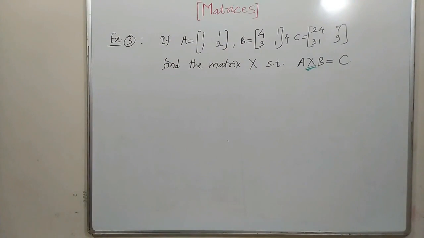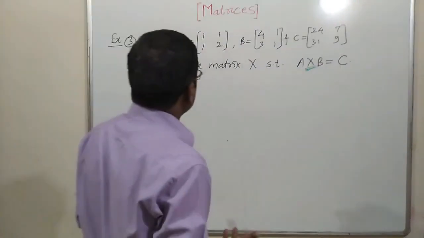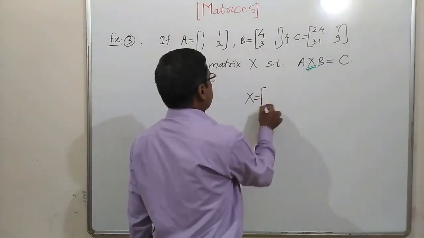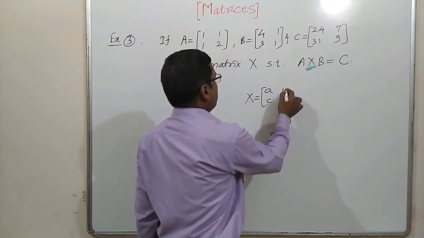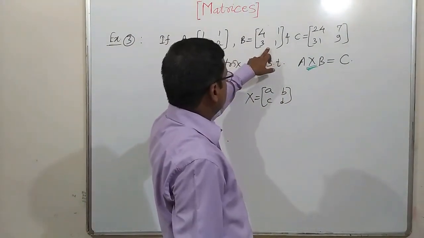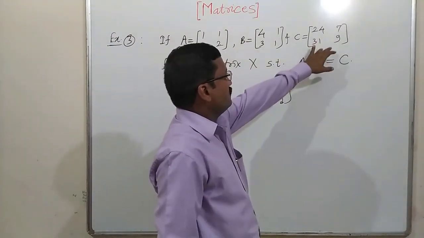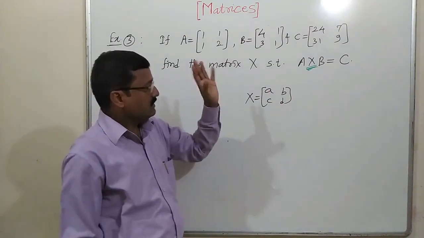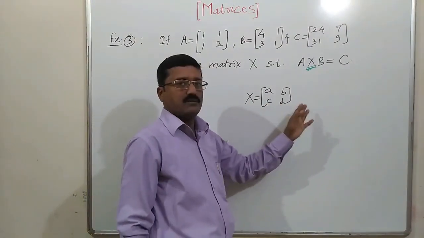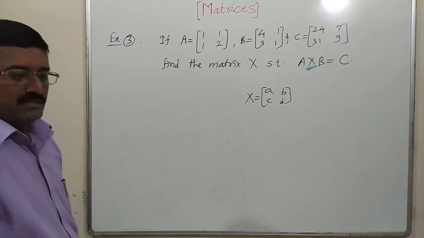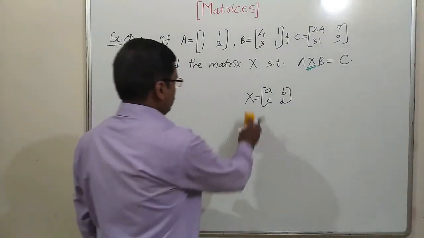For that we have to use one trick, because X is not given. If you take any values for X as A, B, C, D, then you have to take multiplication of these two. Again you have to multiply it by B and then equate it with C. Then you will get four equations in A, B, C, D, and by solving those four equations we get the values of A, B, C, D. Then we can write matrix X. But instead of that we will use another method. Let us see.